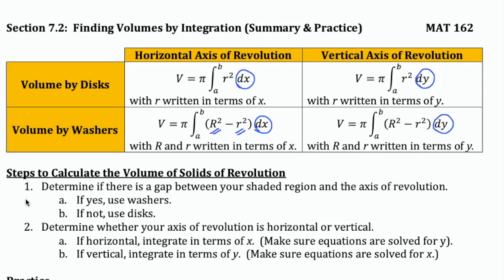So the steps you're going to want to follow are these. Number one, determine if you have a gap between your shaded region and the axis of revolution. If yes, use washers. If not, use disks. And then determine whether your axis of revolution is horizontal or vertical. Because if it's horizontal, you'll be integrating in terms of x, meaning you want to get y alone in your equations. If your axis is vertical, integrate in terms of y, meaning you want to get x alone so that the equation is in terms of y.